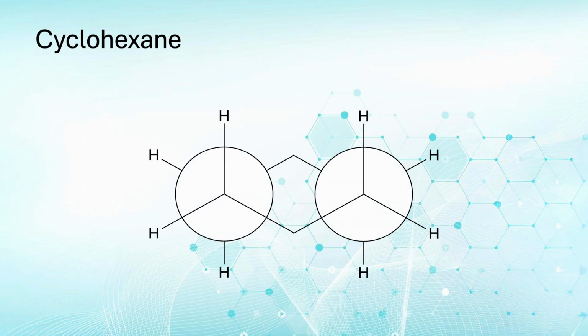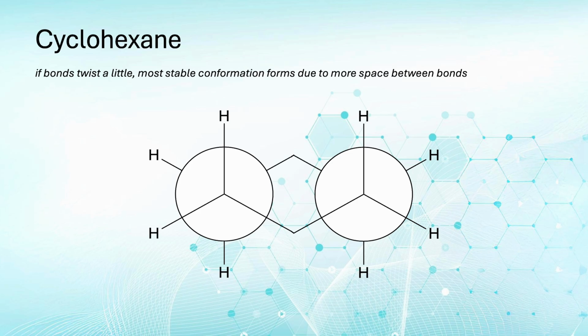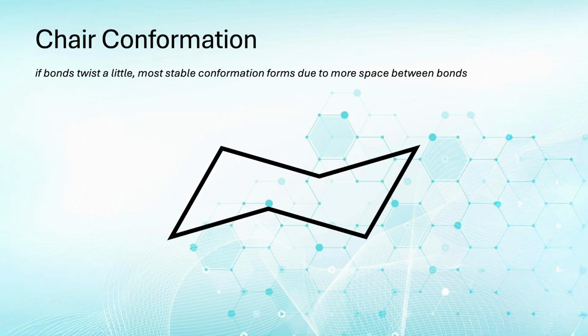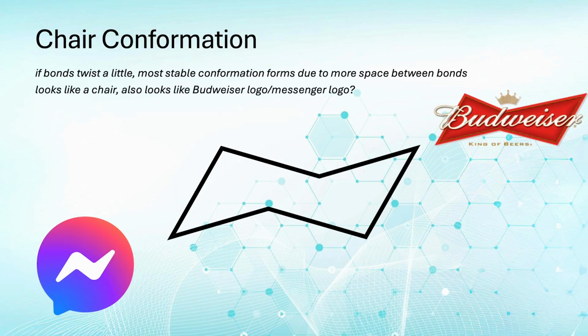Instead of viewing cyclohexane as a bond line, the 3D graphic is showing the perspective of cyclohexane from the side. However, the most stable conformation of cyclohexane exists when the bonds twist a little. This generates the most possible amount of space between the substituents on each of the carbons. This conformation is called the chair conformation. The name probably comes from the fact that this form looks like a chair. It also kind of looks like the Budweiser logo and the Messenger logo by Facebook.